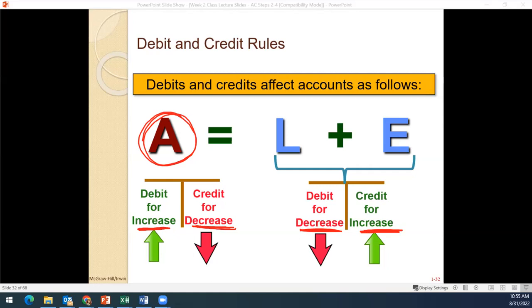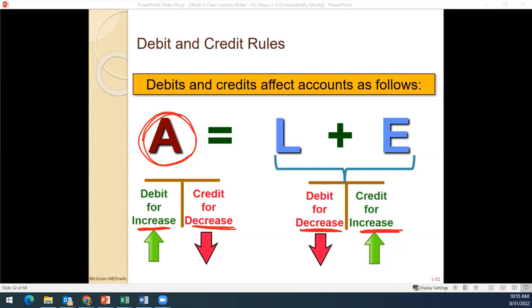Now I want you to write these debit credit rules down on a Post-it note or sheet of paper or something that you can have close by you at all times, whenever you're in class, whenever you're doing your homework, because we're going to be using these debit and credit rules all semester long.